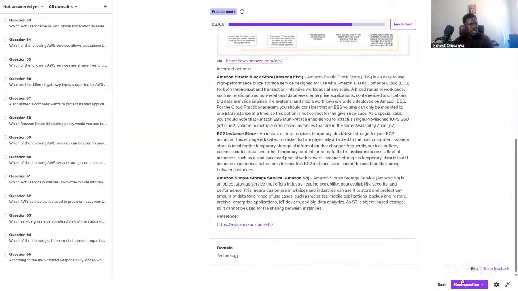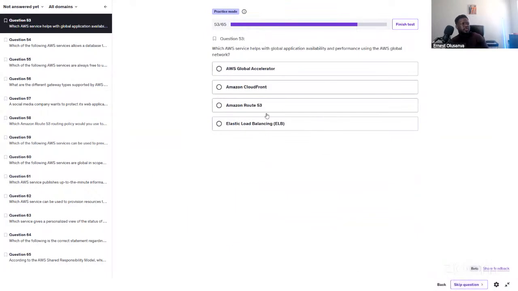I hope you're learning something here. The next question should be straightforward. Which AWS service helps with global application availability and performance using the AWS Global Network? There are two services that we should know about for the global network, AWS Global Network. They are CloudFront and Global Accelerator.